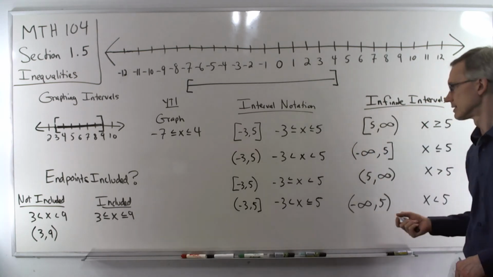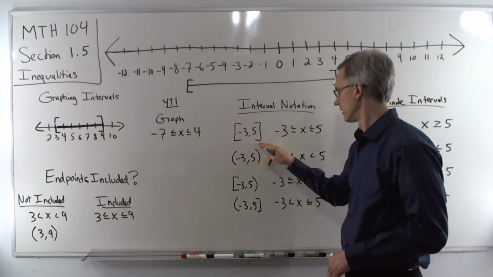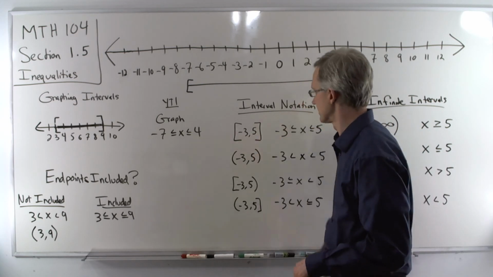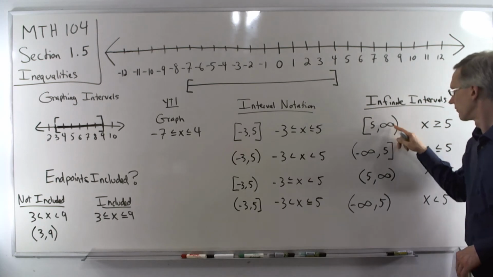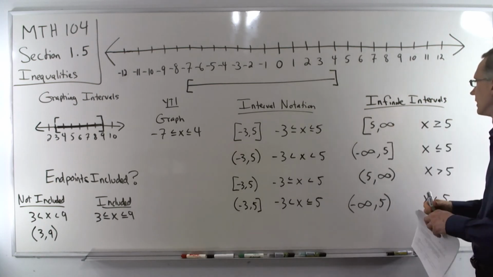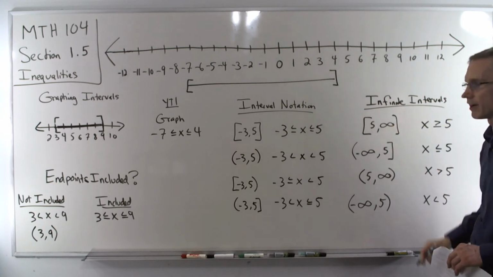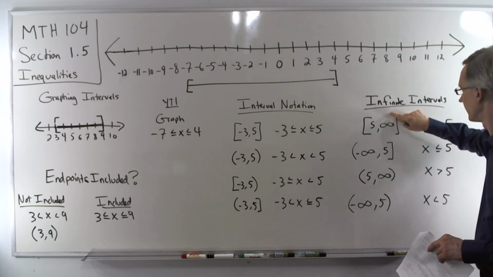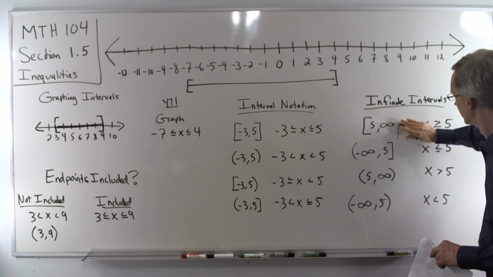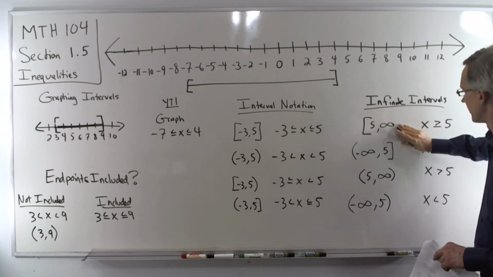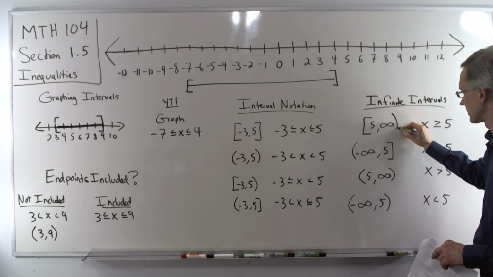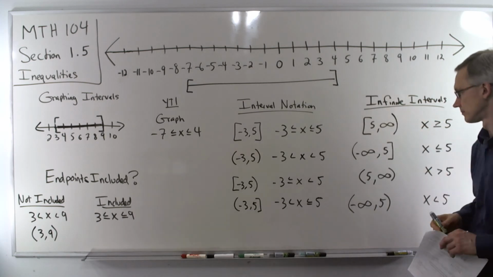And the reason is, if we're going to use a bracket, then that number has to be in the set. So for this one, 5 is in the set. But here, if we were to use a bracket, what that says is infinity is in the set. But infinity isn't an actual number. Infinity is just kind of an idea. It's the idea that a number can get as big as we want. So infinity is not really in the set. So that's why we have to use a parenthesis there.